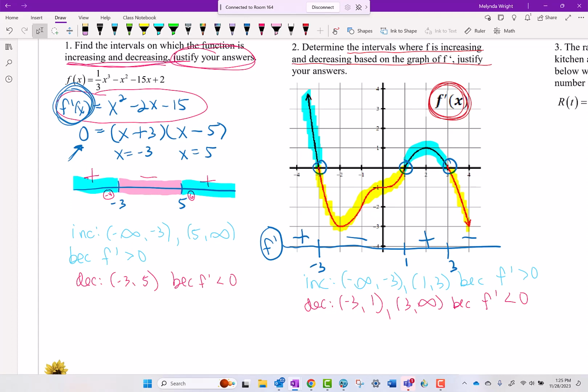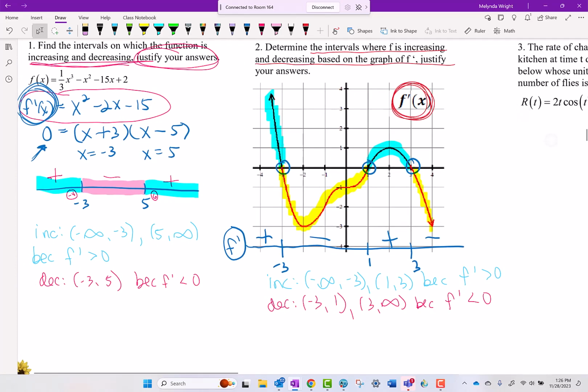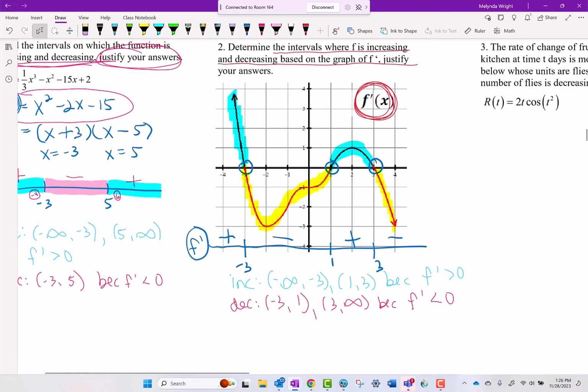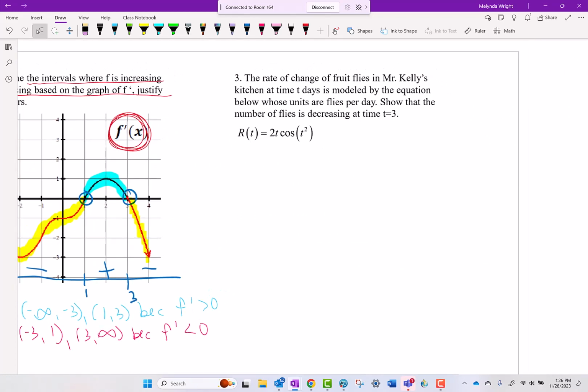Okay. Number 3, we need a calculator for number 3. And I know I didn't write it on here. I should have. This number 3 is a calculator question. I'm just going to write that up here. This is a calculator question.